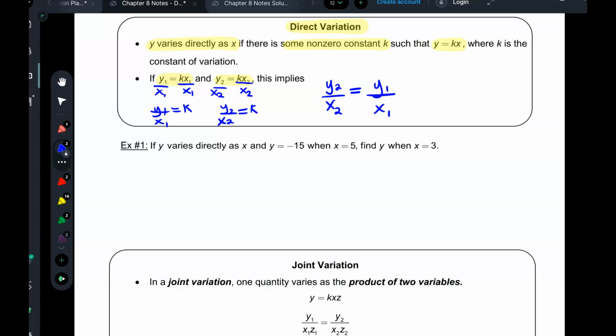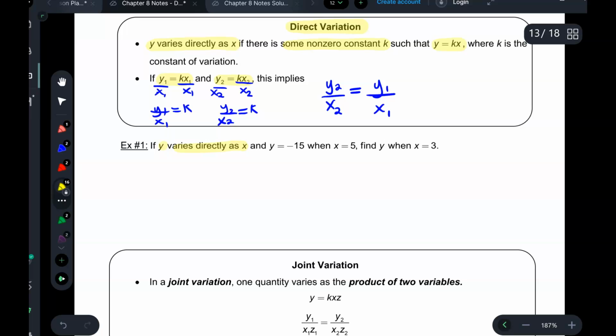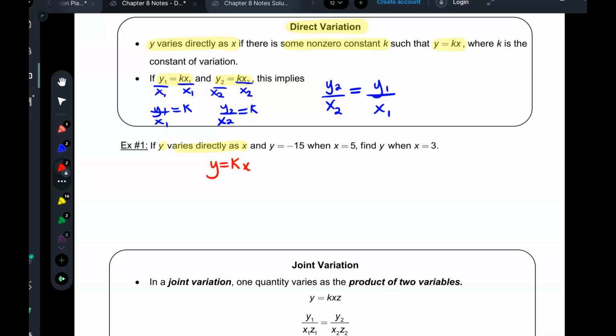Now, I actually like to write out the equation. There's two different ways. I actually don't care which way you do it on the homework. But the reason I like to write out the equation is because you'll see it later in pre-calc and calculus, where you have to write the equation relating them. So as soon as you see y varies directly as x, I know I have y equals kx. That's the relationship between x and y.